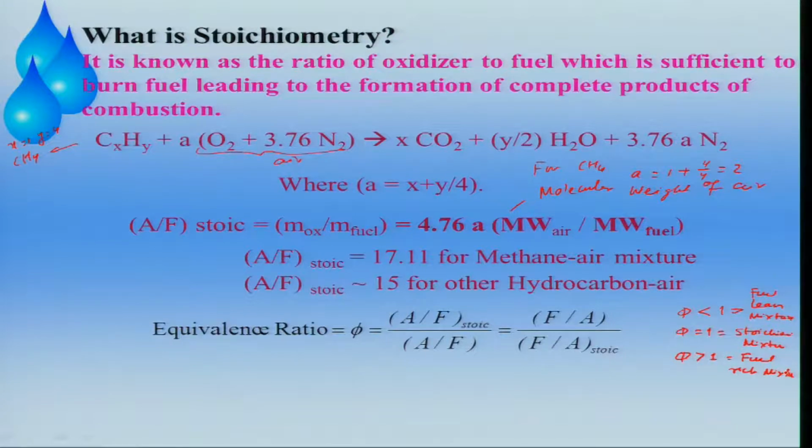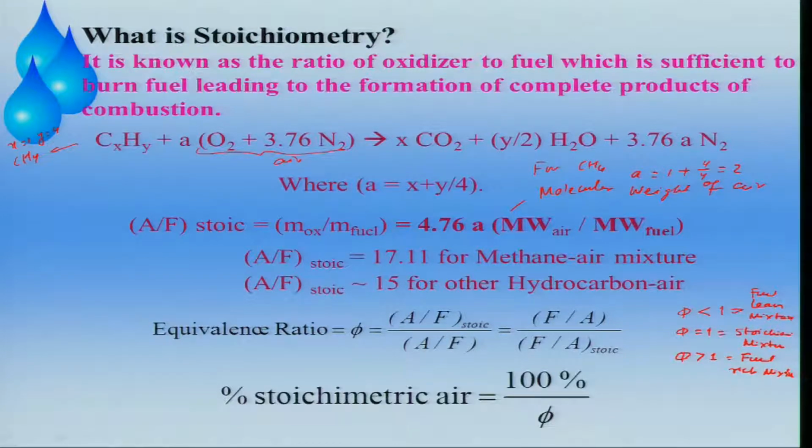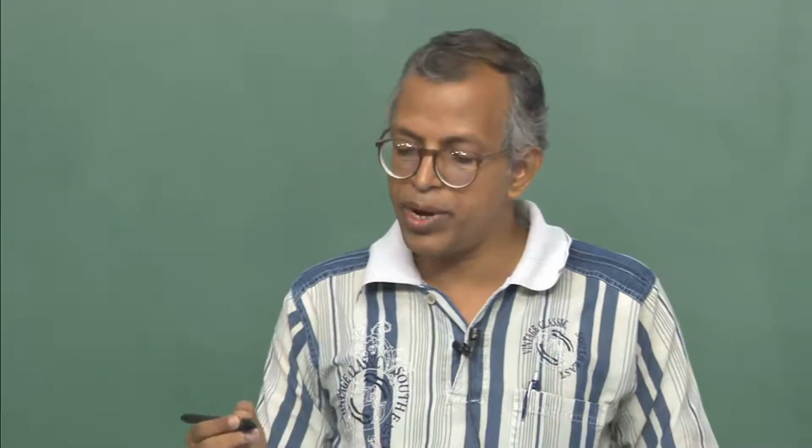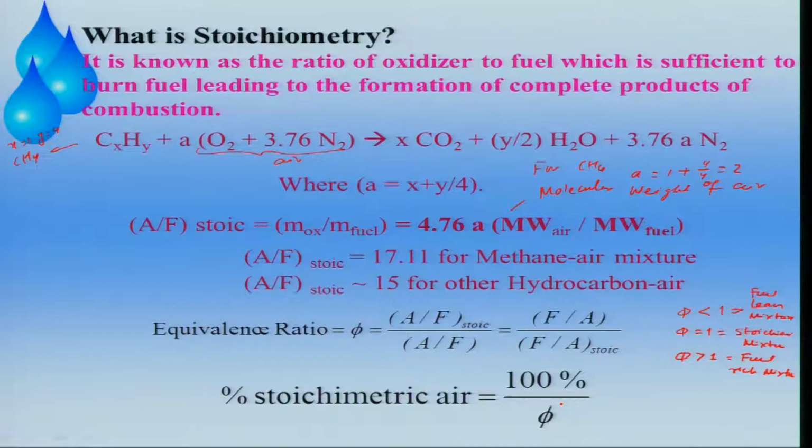Besides this, sometimes we will be using the percentage of stoichiometric air, that is 100% divided by phi, which will tell me whether it is a higher or lesser amount of oxidizer as compared to stoichiometric. Is this clear what I am talking about? Fuel lean, fuel rich and stoichiometric, depending upon whether phi is less than 1 or phi is greater than 1.